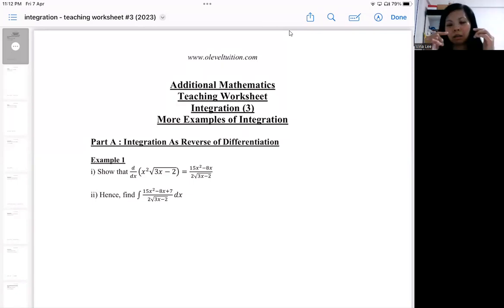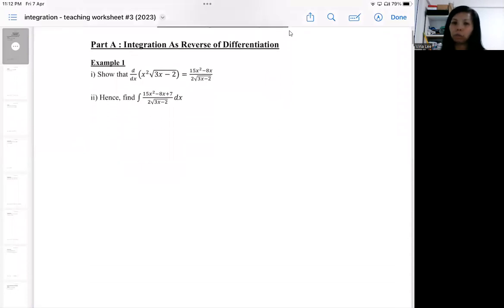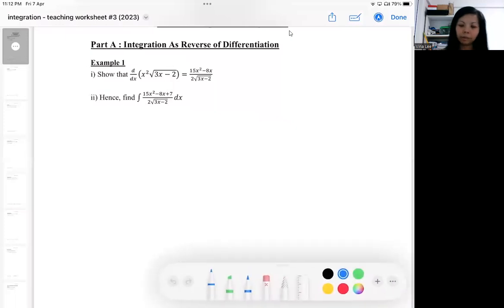So because in this teaching worksheet, I'm focusing on the reverse, I will not be going through so much on the differentiate part. So you will need to see whether you are able to get the differentiate part or not. So I'm assuming that you should be able to get the differentiate part. So when I'm going through this example, like example 1, 2, 3, I won't be focusing on the differentiation part. I'm focusing on the reverse.